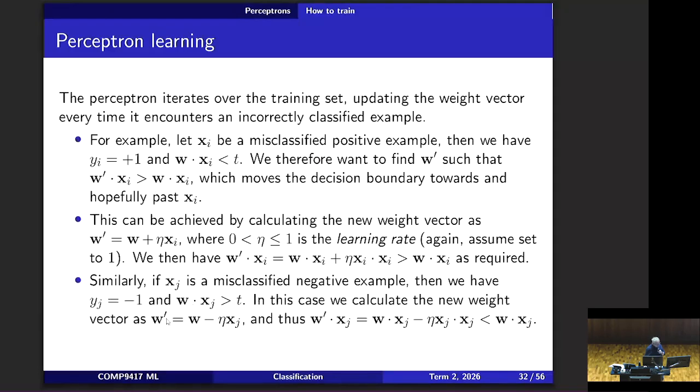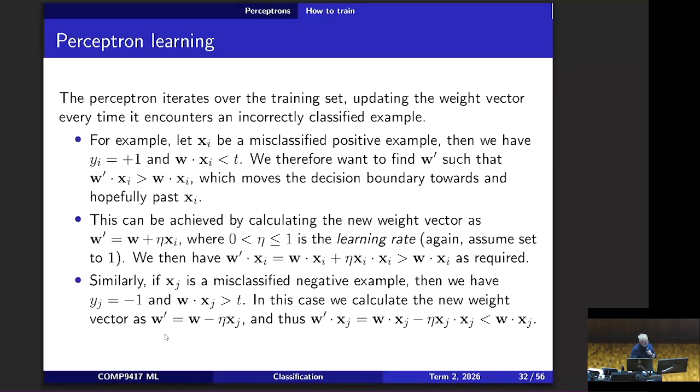If it's a negative example and the model gets it wrong, that means that the label was -1 and W dot x, okay, I'm using xj here just to keep the two things separate for the time being. So xj is an example bit of data that should have been predicted negative. Its label is -1, but W dot xj is above the threshold.